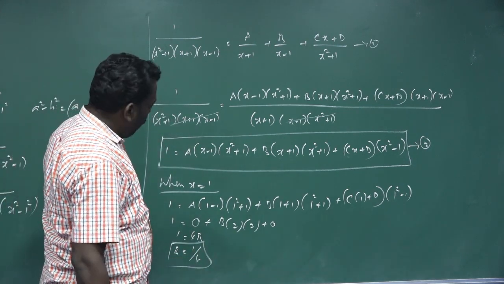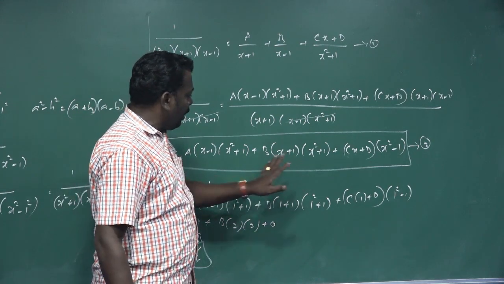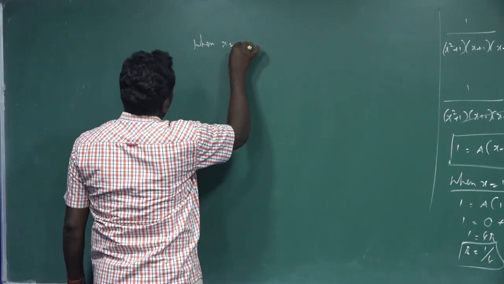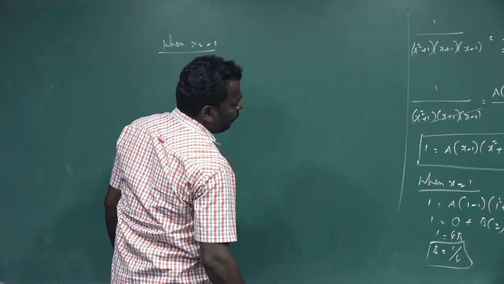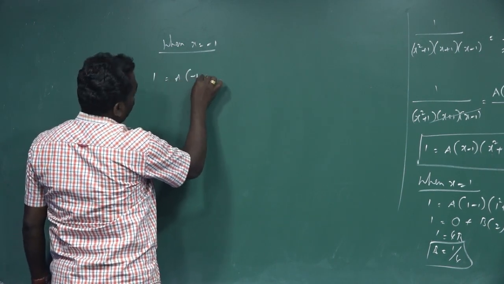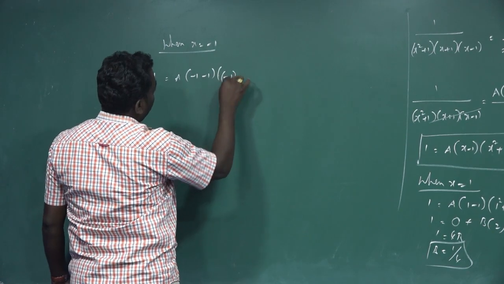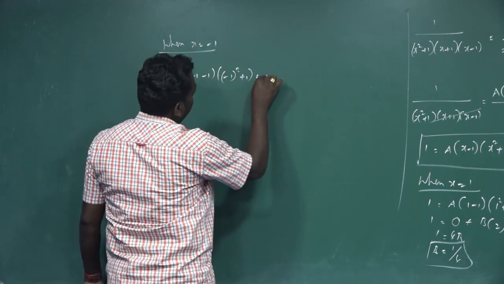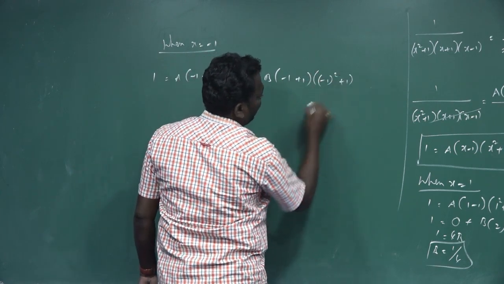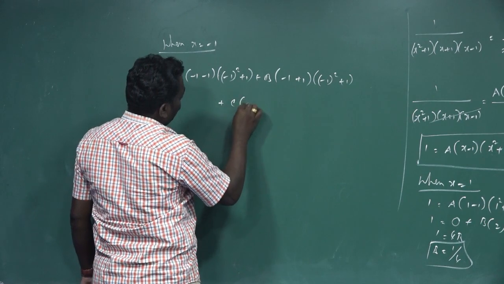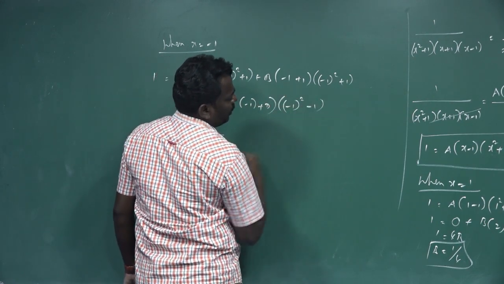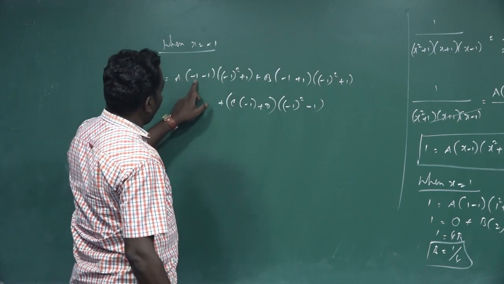Similarly, next we have to substitute x equal to minus 1 to find the other unknown number. Now when x is equal to minus 1, what is the term? Left-hand side 1 is equal to a(−1 − 1)((−1)² + 1) plus b(−1 + 1)((−1)² + 1) plus (c(−1) + d)((−1)² − 1). That is, we put the value of x equal to minus 1.